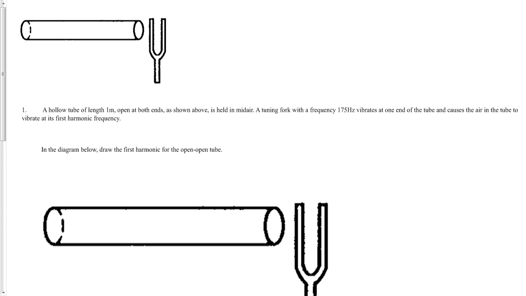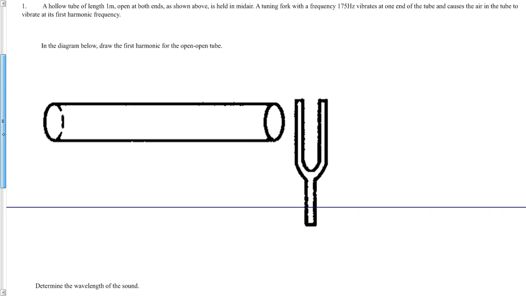Okay, so AP doesn't have a whole lot of questions on this, so I kind of made up this question. Hopefully it works out. You've got a hollow tube of length 1 meter, open at both ends as shown. You've got a tuning fork of 175 hertz. One end, and it causes the air to vibrate at its first harmonic.